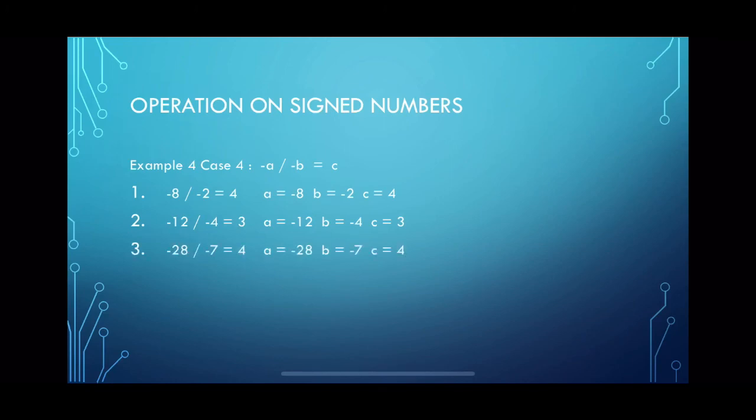For number 3, we have negative 28 divided by negative 7 is equal to 4, where A is equal to negative 28, B is equal to negative 7, and C is equal to 4. For number 4, we have negative 100 divided by negative 25 is equal to 4, where A is equal to negative 100, B is equal to negative 25, and C is equal to 4. For number 5, we have negative 60 divided by negative 5 is equal to 12, where A is equal to negative 60, B is equal to negative 5, and C is equal to 12.